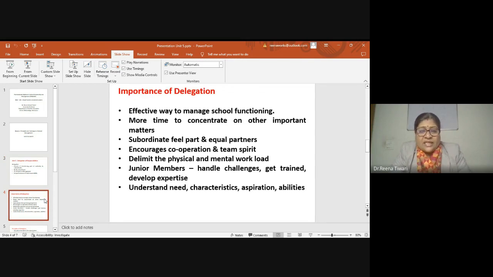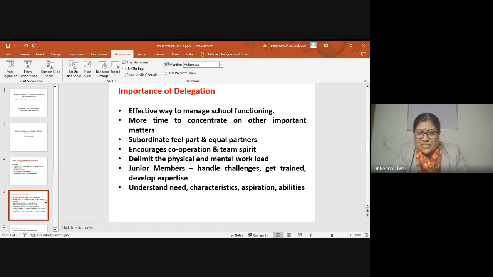the delegation is very, very important. And why is it important? Because it is an effective way to manage school functioning. The head teacher gets more time to concentrate on other important matters which cannot be dealt with by other subordinates or the teachers of the institution.